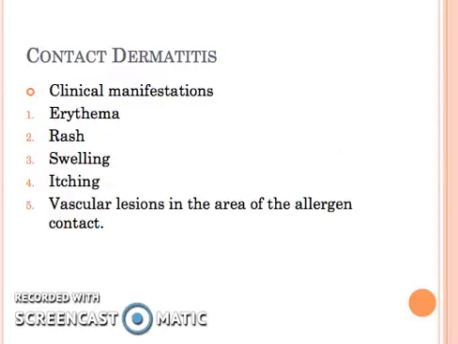The most common clinical manifestations of contact dermatitis are erythema, rashes, swelling, itch, and vascular lesions on the area of the allergen can also occur.